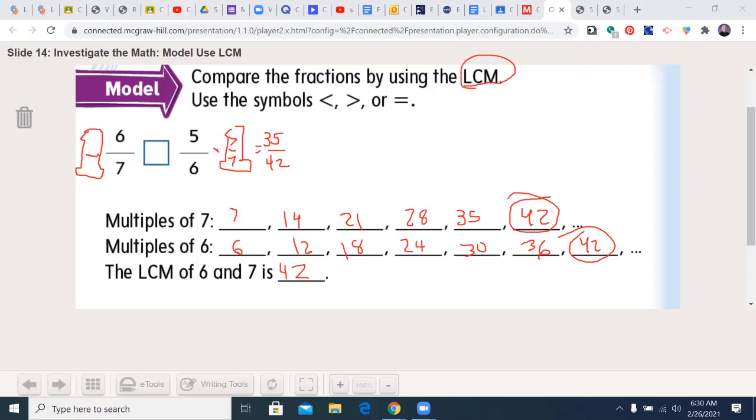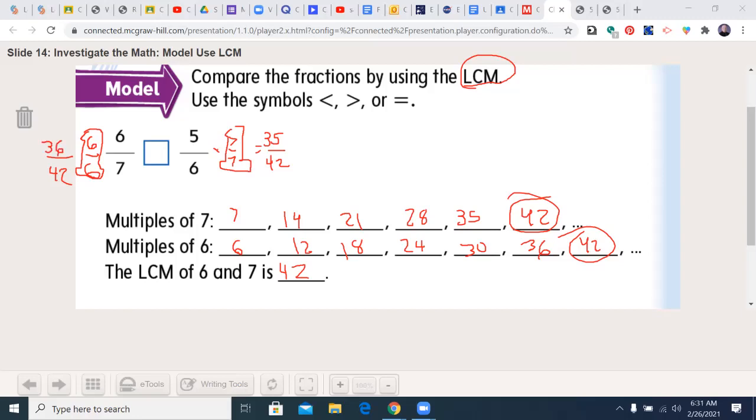This side, I need to get it to 42. And you might already be seeing that 6 times 7 is 42. So 7 times 6 is 42. And that is a good use of your math fact families here. So they both have to be 6. So since 7 times 6 is 42, 6 times 6 is 36.